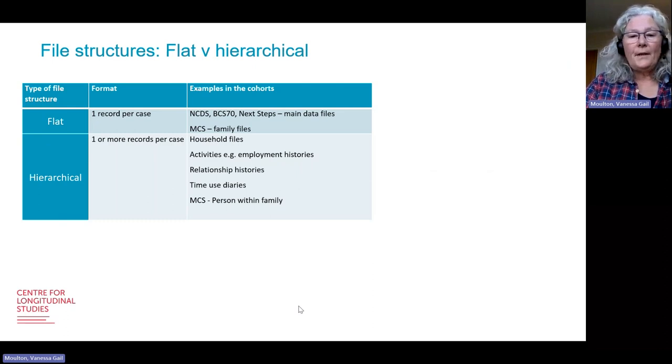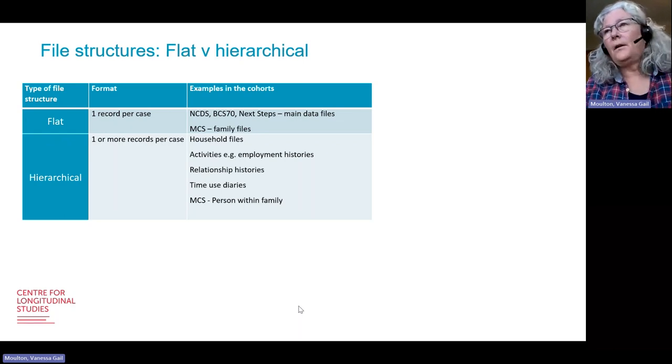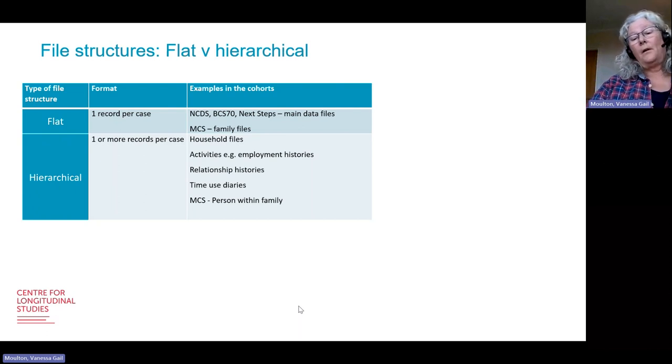The data files in the cohorts have different structures, and there are two types: flat files, which are also known as wide files, and hierarchical long files. Flat files have one record per case or key cohort ID, and these are the main files in the 1958, the 1970 and Next Steps, and the family files in the Millennium Cohort Study. Hierarchical files have one or more records per case or key cohort ID. For example, things like employment histories, time use diaries, or the Millennium Cohort Study person, so if it's a cohort member or partners within family files, they will be long or hierarchical files.